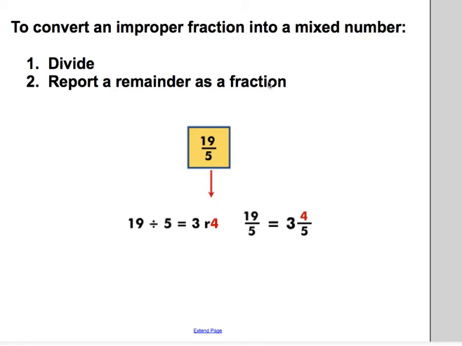Now, you also learned how to do that in 4th grade. To report it as a fraction, your remainder becomes your numerator, and your denominator stays the same as your divisor, so it should stay a 5. That's how we can go from 19/5 to 3 4/5. 19 divided by 5 is a whole number 3. Your remainder is 4, so as a fraction, that remainder is 4/5. Make sure you have this also copied into your notes.